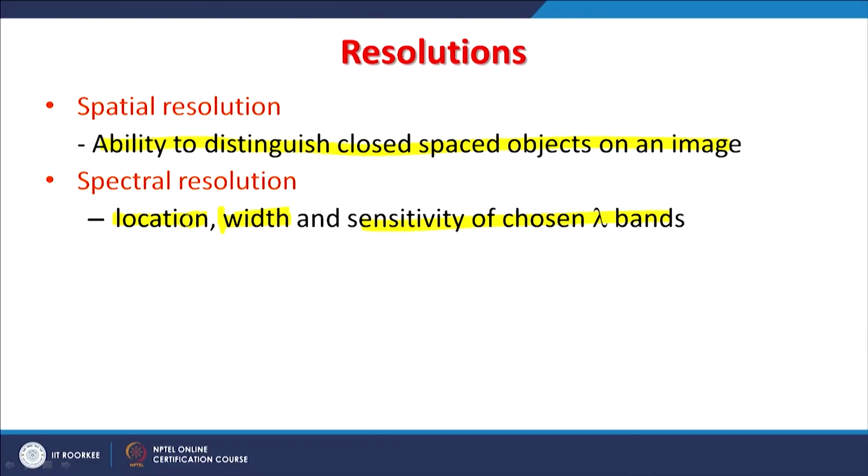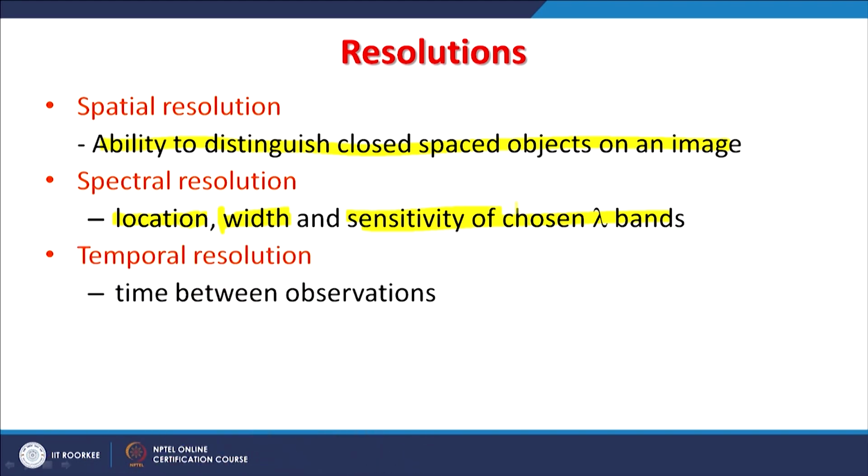But generally in the images we are handling, for example in Landsat, we had 0.4 to 0.5, 0.5 to 0.6 and so on. So there we had a difference of 0.1 micrometer. So bandwidth was like that. Later on those have been shifted, so the location has been changed and the sensitivity in the band also.